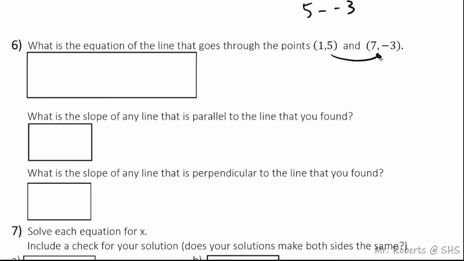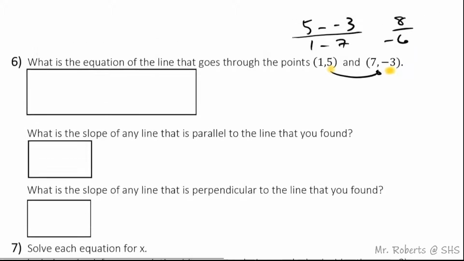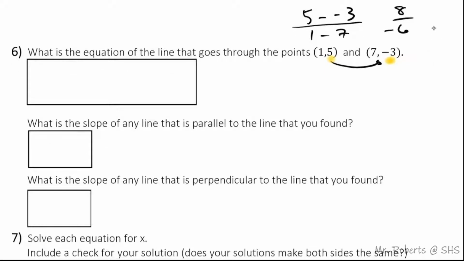So 5 minus negative 3, in other words, I've got a numerator of 8. My change in y is 8. Yes, it's the change in y. I took this y and subtracted the other y. 5 minus negative 3 is 8. And in my denominator, my change in x is going to go 1 minus 7. 1 minus 7 is going to be a negative 6. So that means my slope is going to be negative 4/3. This is the slope.